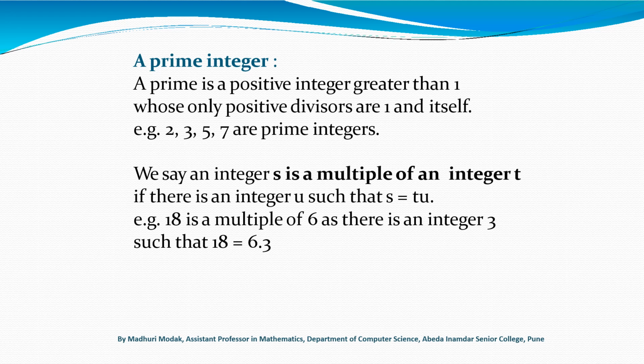For example, 18 is a multiple of 6 because there is an integer 3 such that 18 is equal to 3 multiplied by 6. Similarly, you can say that 30 is a multiple of 10 because we can write 30 is equal to 10 multiplied by 3.